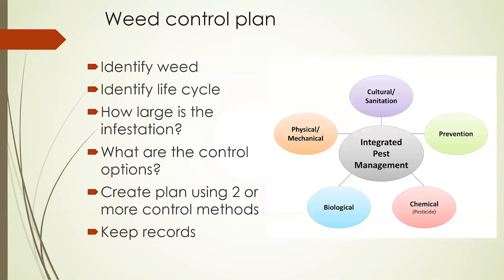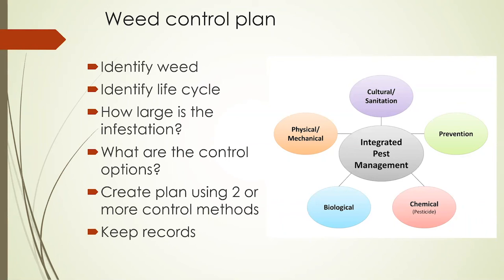So again, very quickly, and I'm sorry I went over my time. For a weed control plan, you want to identify that weed, identify the life cycle, how large is the infestation, what are the control options, and it's perfectly okay to also consider economics in your control options. Create a plan using 2 or more methods and keep records, and please keep records.